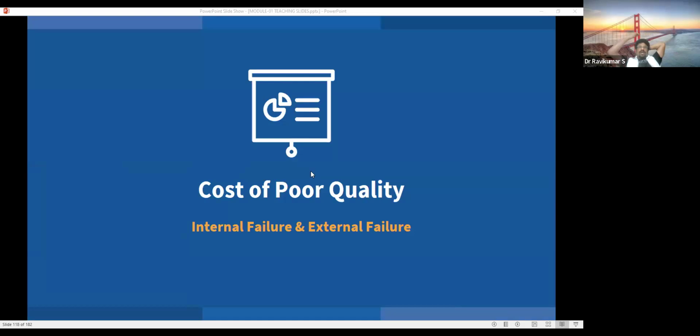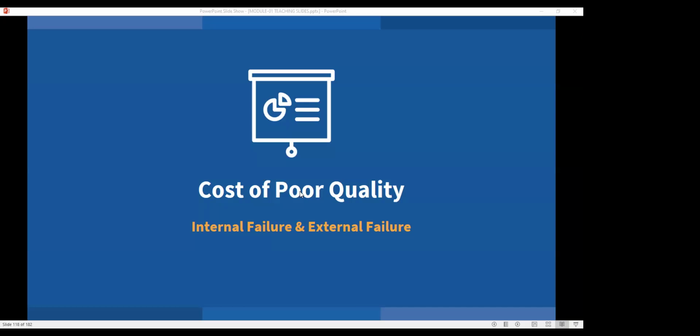We will go to the cost of poor quality now. We will finish it here. So what is this cost of poor quality? The cost of poor quality can be categorized into two: external failure and internal failure. What is cost of poor quality internal failure?